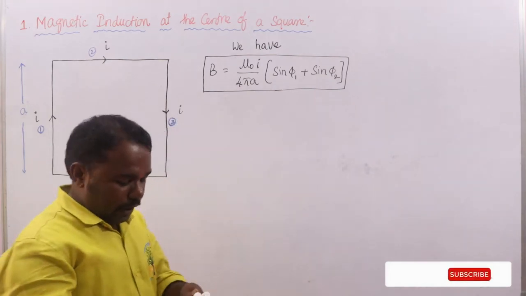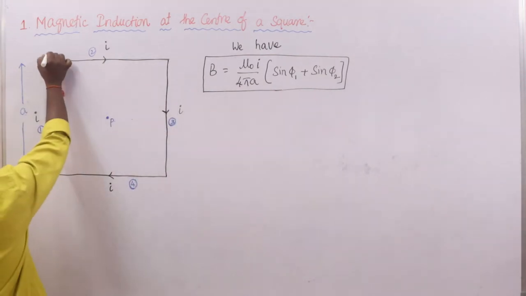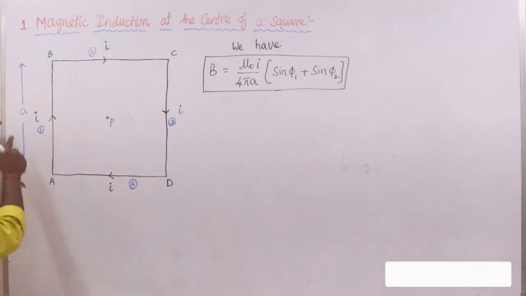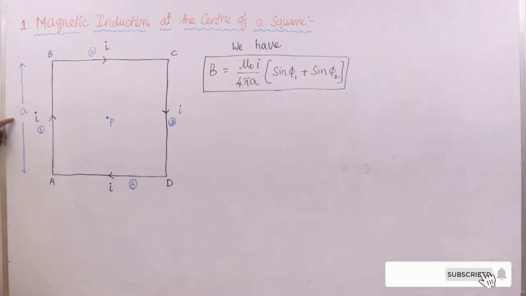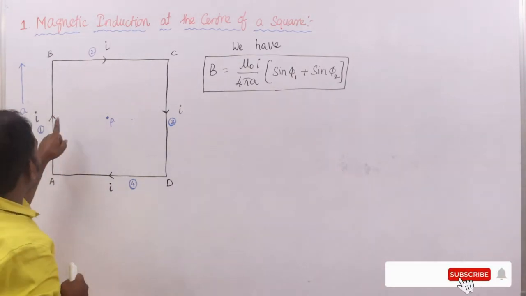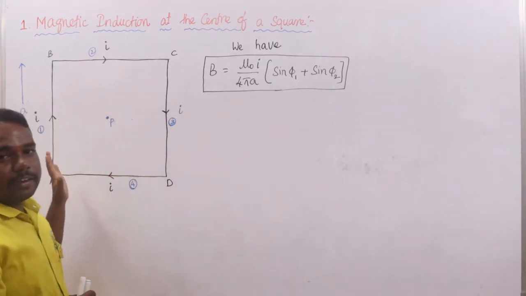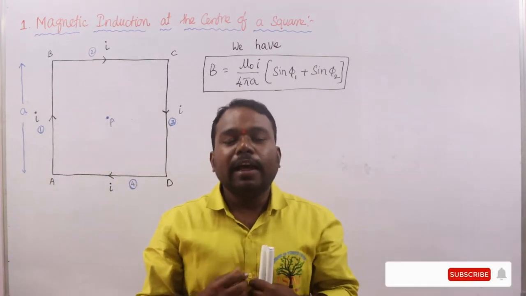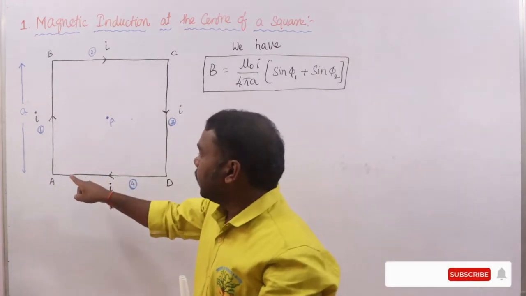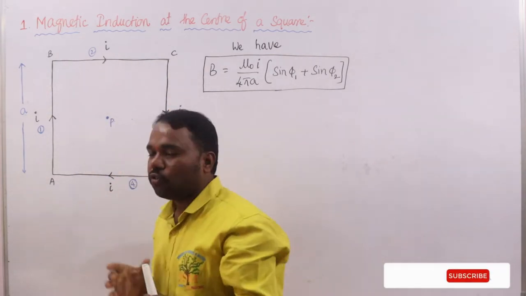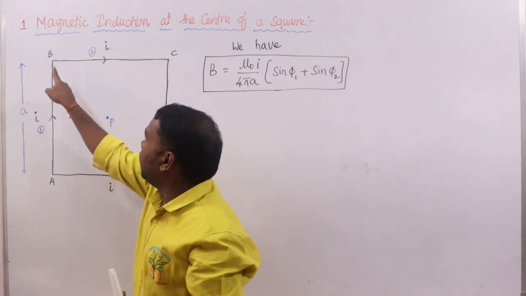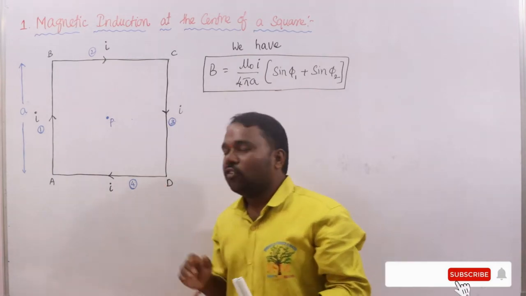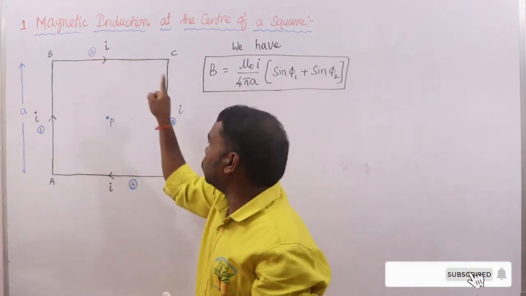Now I am taking a square named ABCD, having side length small a, and carrying a current small i in clockwise direction. We know that a square is formed of four sides, so here four individual conductors form the square. The conductors are AB, the first conductor, BC, the second conductor, CD, the third conductor, and DA, the fourth conductor. So all conductors are numbered 1, 2, 3, 4.